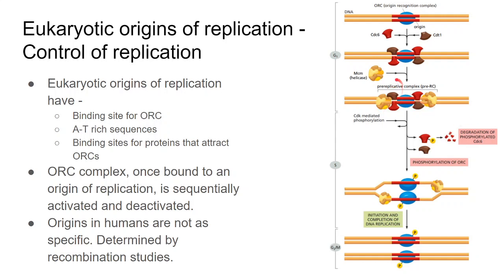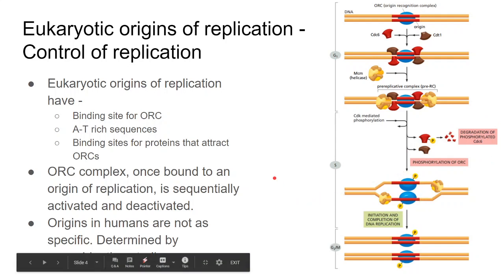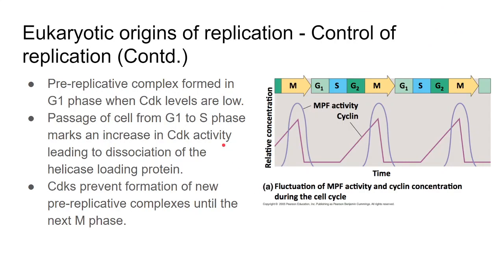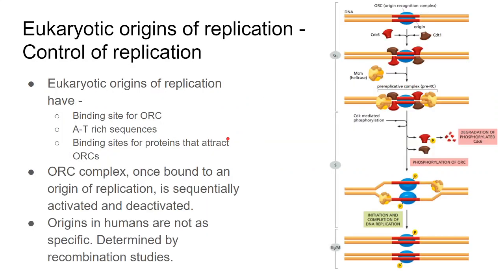So these two proteins you see here, there are many more. Let's not get into the naming of them. That's not required at this level. So that they will remove the helicase loading protein and activate the helicase once it's loaded onto the DNA strands. And then you have the leaving of your ORC proteins, and DNA replication begins. So what happens is there's a pre-replicative complex which is formed in the G1 phase. So you could call this a pre-replicative complex, pre-RC. So this is your pre-RC complex.